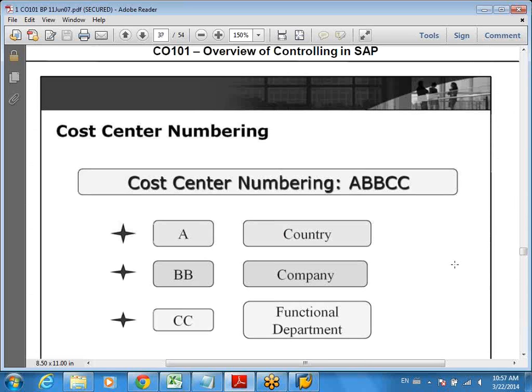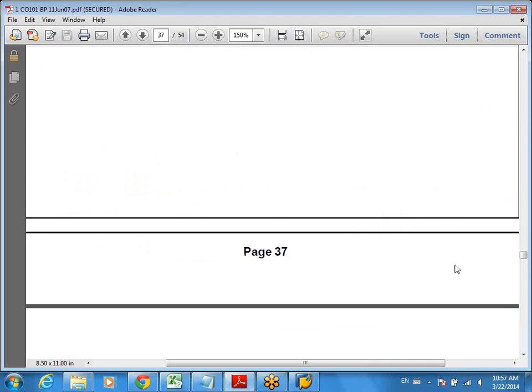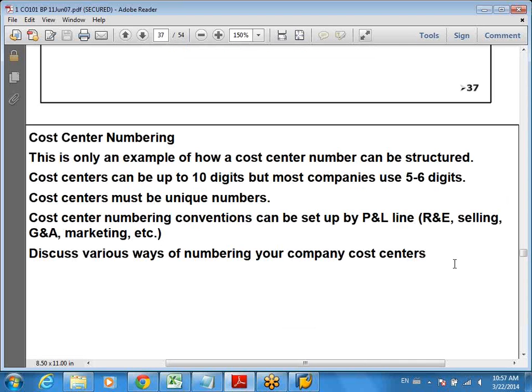Cost center numbering, it's up to you to determine. You can have 6-digit, 4-digit, 3-digit, you can have n-digit numbers. A cost center number can be up to 10 digits, and a cost center must have a unique number.